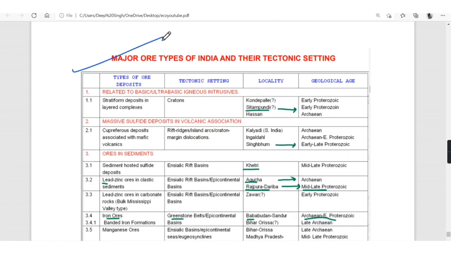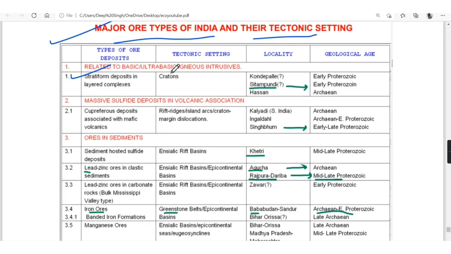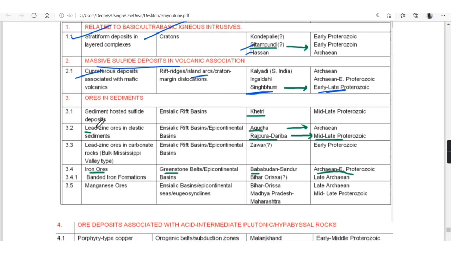Last but not least, major ore types of India and their tectonic settings. Stratiform type is found mainly in cratons. Locations are Sitamundi, Hassan, and these are the geological ages. Sitamundi is of early Proterozoic. Massive sulfide deposit in volcanic association is a cupriferous deposit. They are found in island arcs, and the example is Singhbhum of early to late Proterozoic.